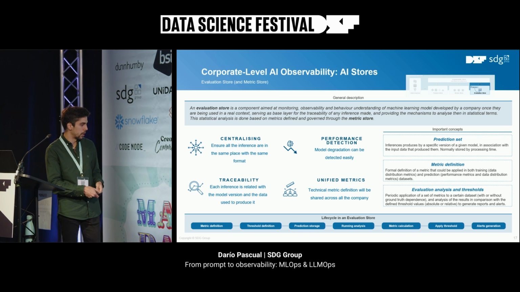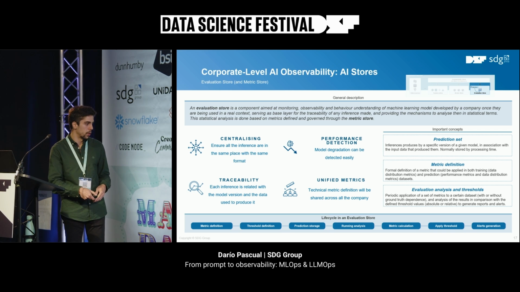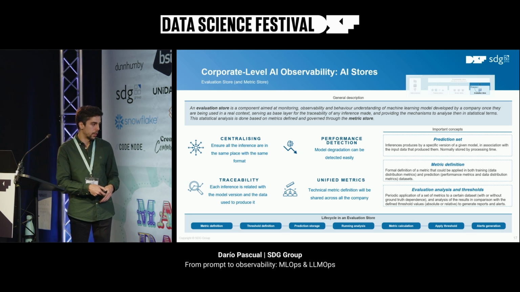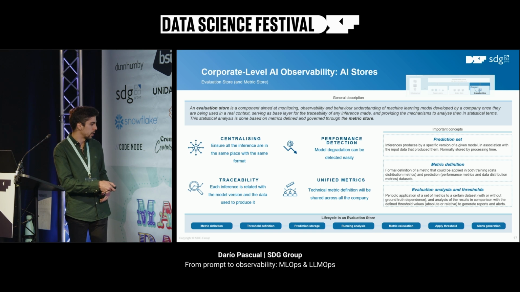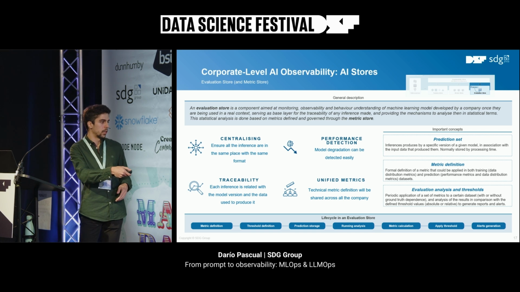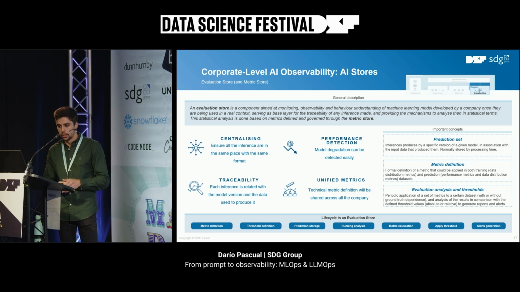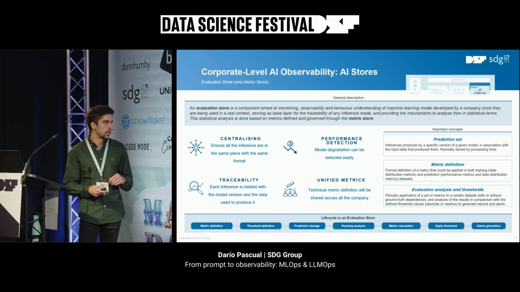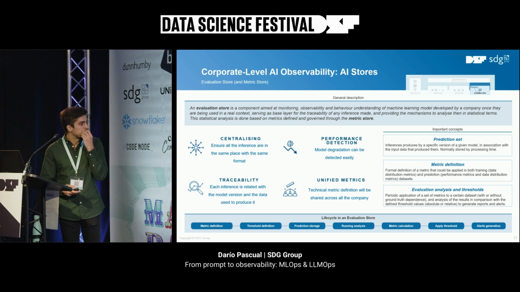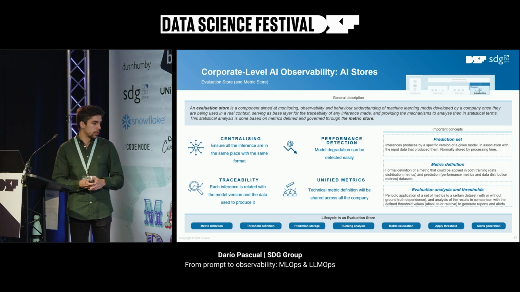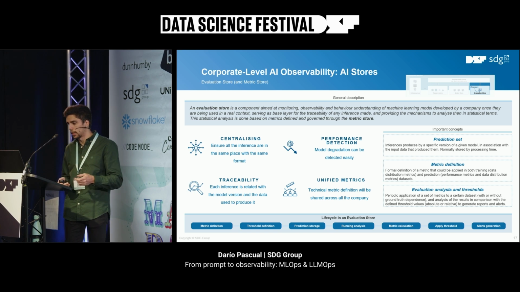So the life cycle of an evaluation store is the metric definition, where we define these metrics. We define a threshold associated with those metrics. We store our predictions. We run our analysis, and then calculate the metric and apply the threshold. And if there is any problem with that metric, we can create an alert and notify that something is not working in production, so we can, for example, change the model we are using.